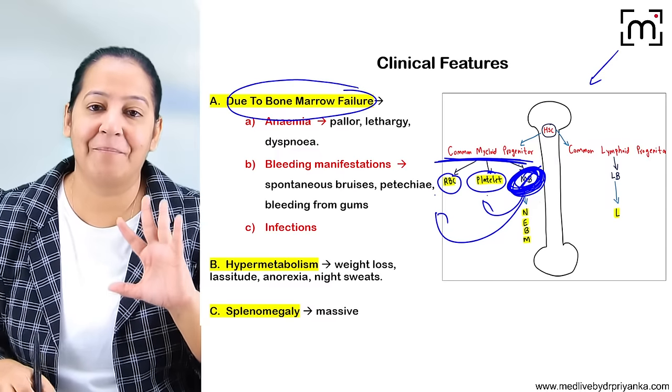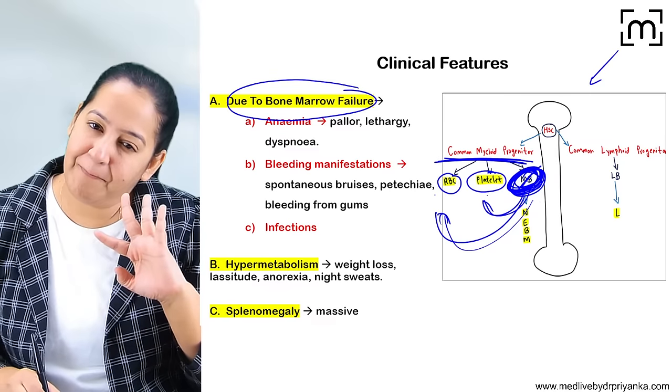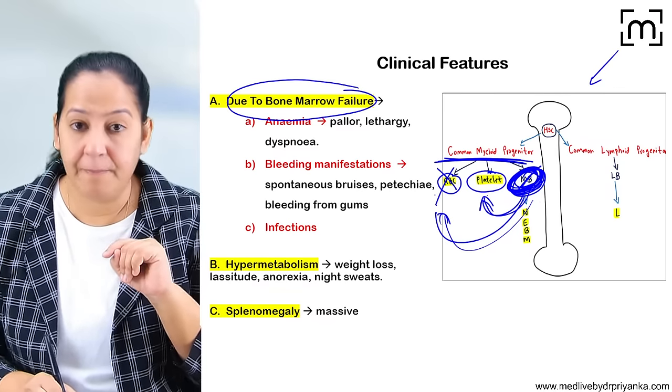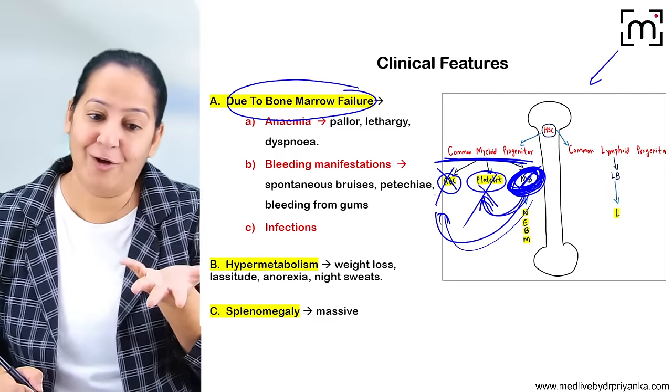They replace the RBC and their precursors, the erythroid precursors, and they replace the platelet or megakaryocyte precursors also. So the patient has anemia because RBCs are not formed. The patient has thrombocytopenia because platelets are not formed, because they are replaced by the myeloblast.